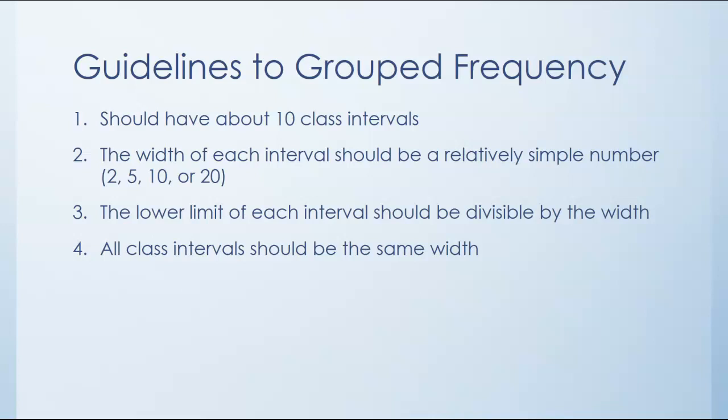The lower limit of each interval should be divisible by the width. So that means that if you choose 2, your lower limit should always be a multiple of 2. The same thing if we do 5, your lower limit should always be a multiple of 5. And all classes should have the same width. It's very, very important when we talk about grouped frequency tables. We want everything to be consistent. So if we choose the width of 5, that means every single interval should have a width of 5.